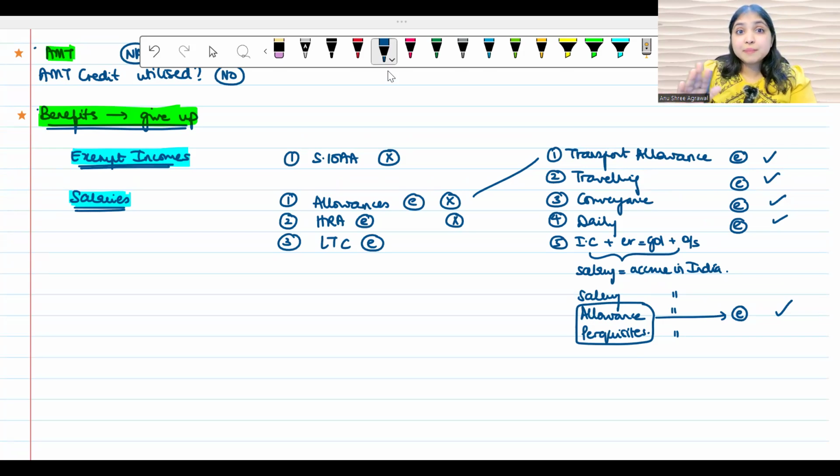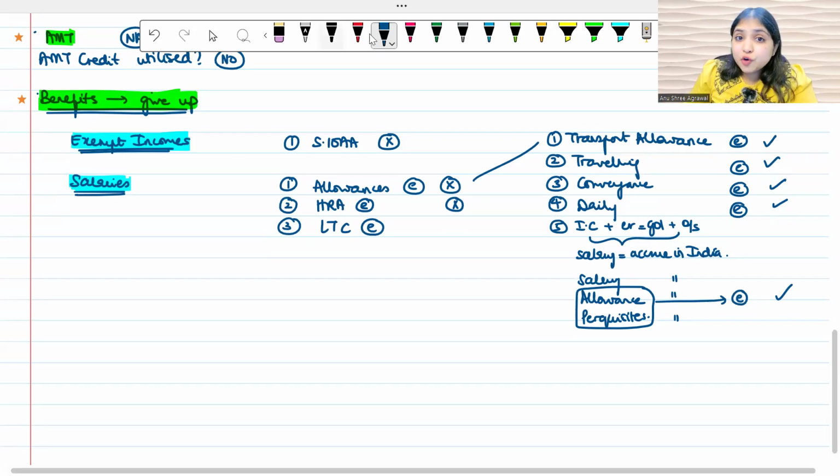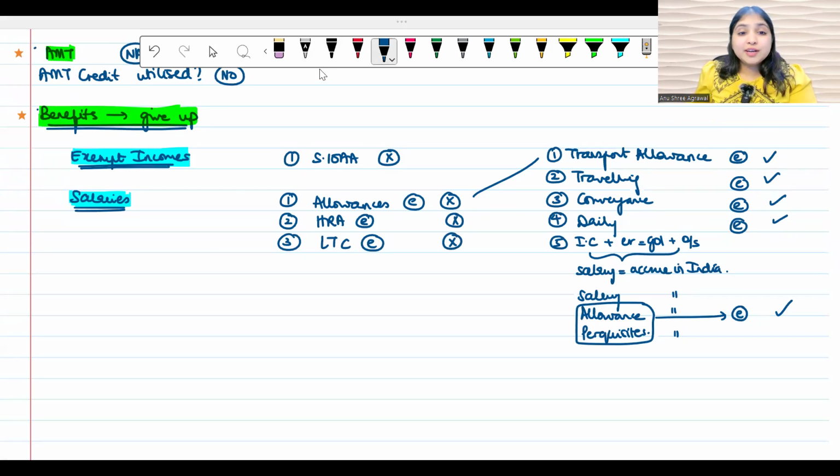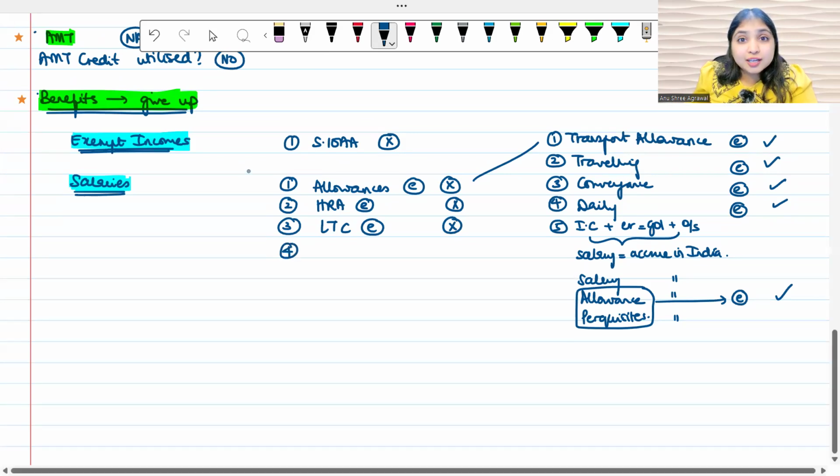Maximum 2 children, family, maximum 2 children, exemption is allowed. However, if you're following 115BAC, the LTC exemption you will not get. Whatever LTC you're getting, that LTC will be fully taxable. And then you will not get section 16 deductions. Now, section 16, if you see, we have totally 3 deductions, guys. Number 1, we have the professional tax deduction, which you will not enjoy under 115BAC. Number 2, entertainment allowance, even that deduction you will not enjoy. However, the standard deduction, the 50,000 standard deduction, you can still enjoy.